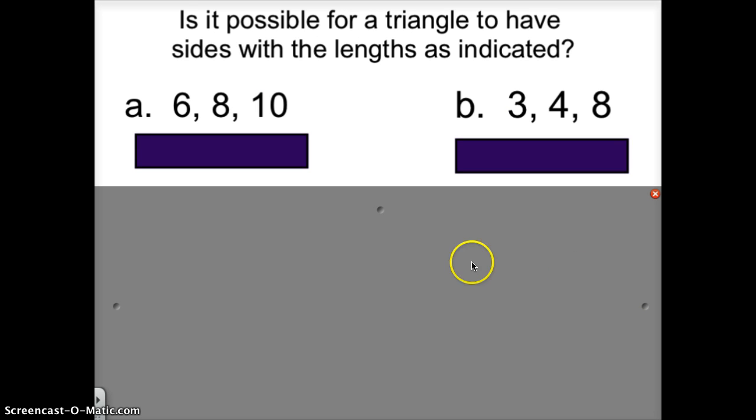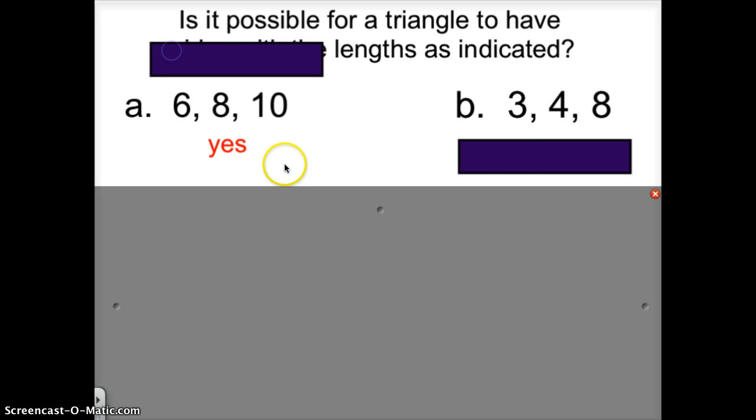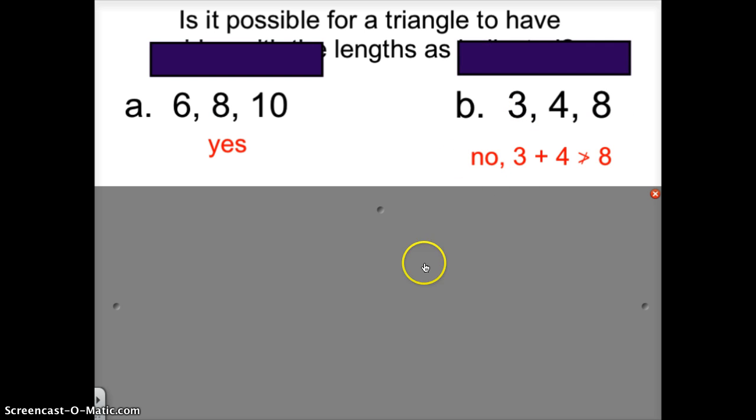Going on, answer the following. Is it possible to have a triangle with the sides indicated as side lengths? Hit pause and answer A and B now. In letter A, 6 plus 8 is 14, greater than 10, 6 plus 10 is 16, greater than 8, and 8 plus 10 is 18, greater than 6. Therefore, you are able to make a triangle out of that. Letter B, 3 plus 4 is 7, not greater than 8. Therefore, you cannot make a triangle with side lengths of that.